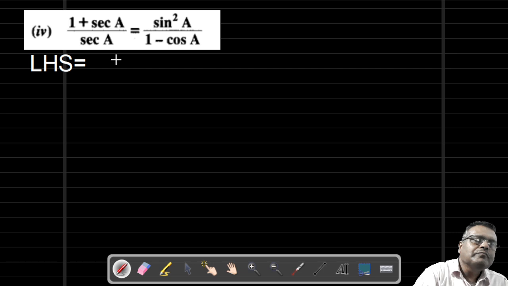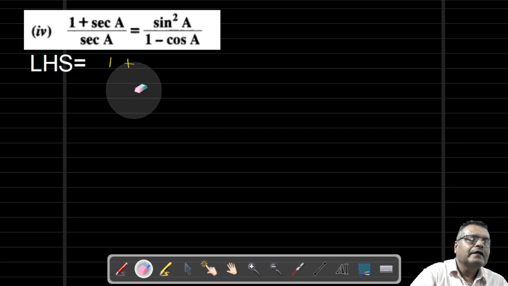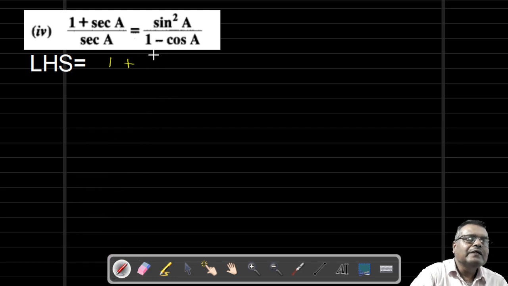So 1 plus sec A you can write as 1 plus 1 by cos A, since 1 by cos A is sec A.